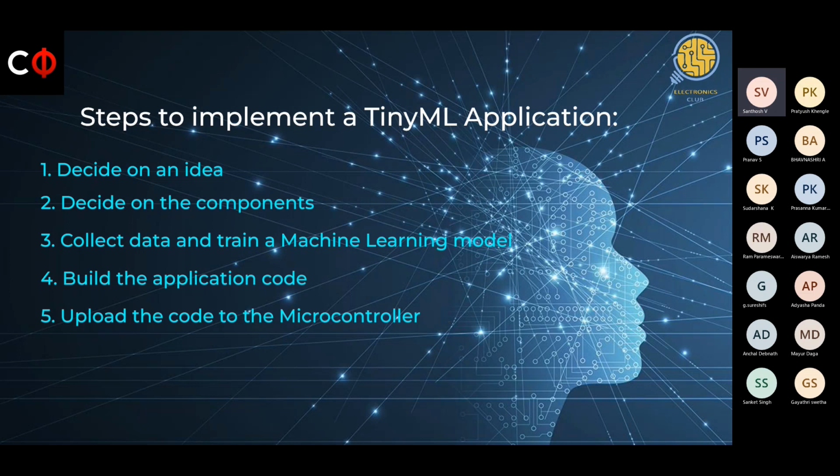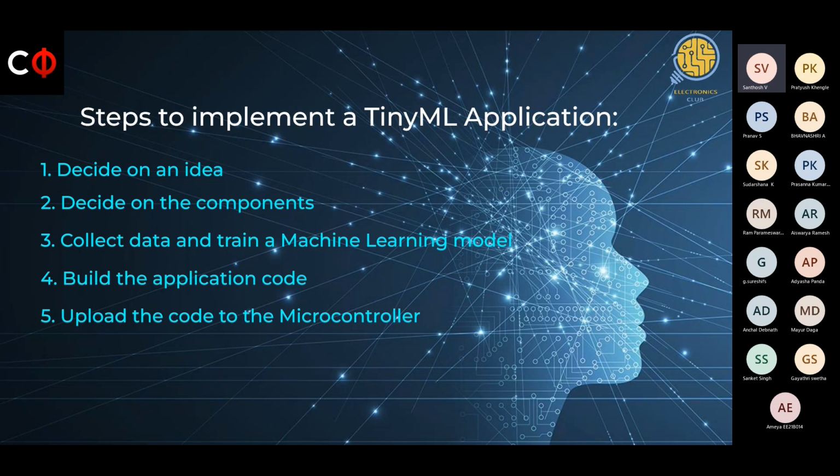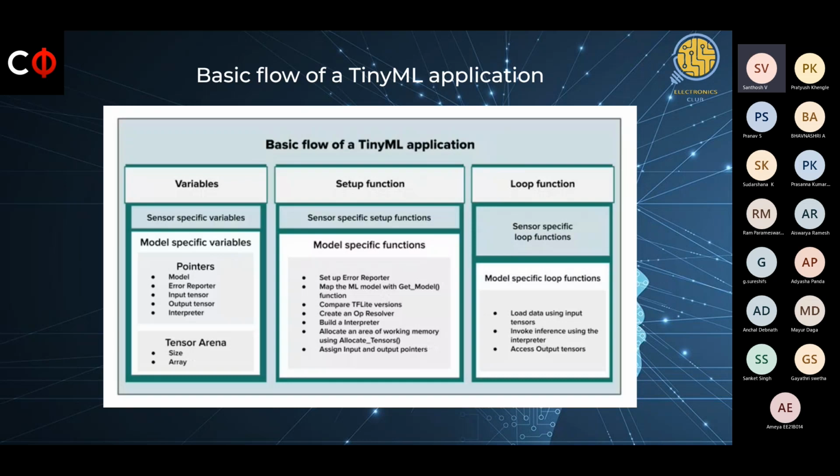So the steps to implement a TinyML application are the same thing. Decide on an idea, decide on the components. You have to find the right microprocessor. The Arduino BLE33 is one of the microprocessors which can support TensorFlow TinyML, so that can be suitable in some instances. ESP32 is another device which can support TinyML, and this can also be used in other instances. You'll collect data and train a machine learning model, build the application code, and upload the code to the microcontroller. This is the basic flow of my application here.